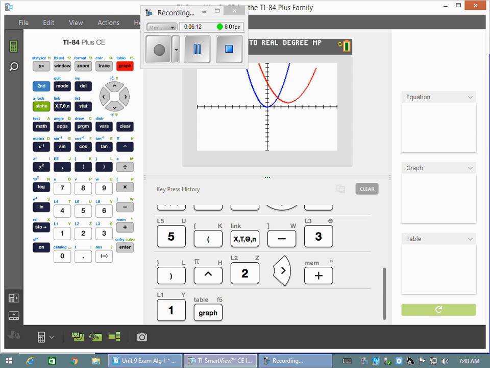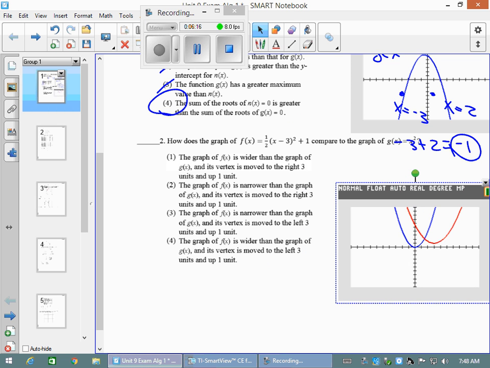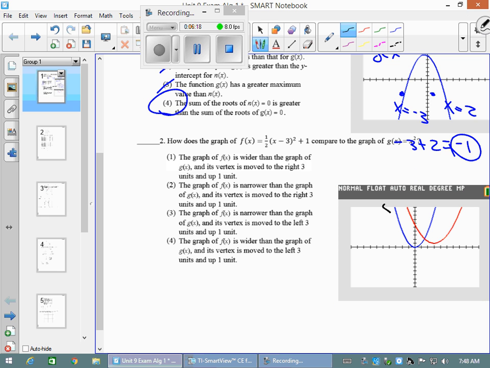Now you want to compare the two. So I looked at my graph. This is my graph of g of x, the parent function. And this is my graph of f of x. So I want to know when I start with g of x and go to f of x, what happens.